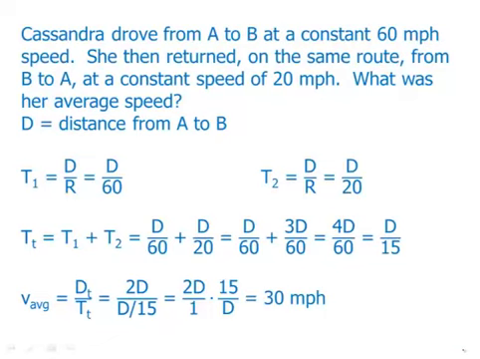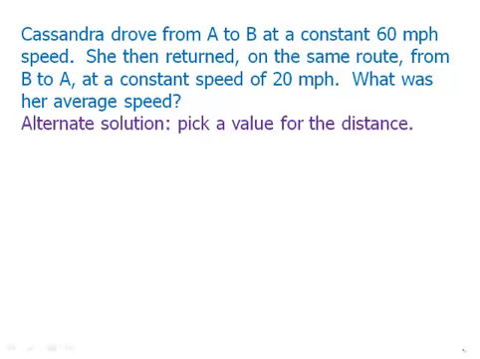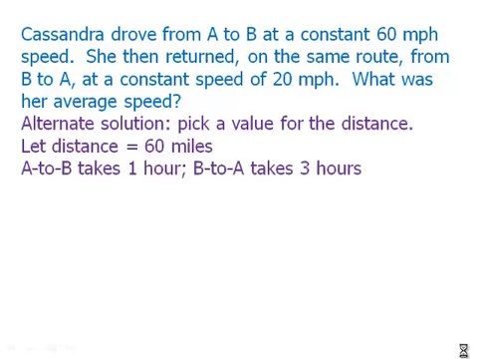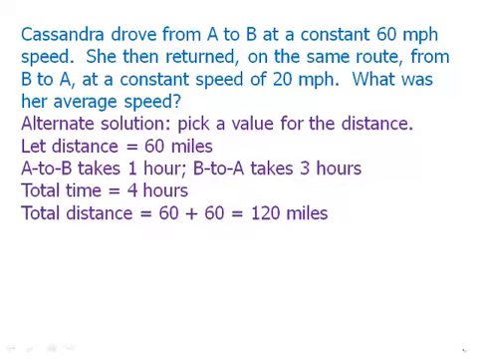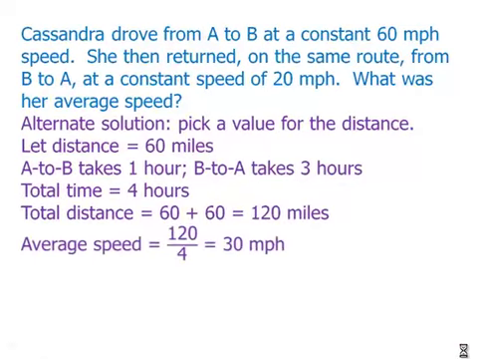Now here's another approach, another perfectly valid approach. We could just pick a value for the distance. So let's say that the distance is something nice and round, like 60 miles. Well, she travels at 60 miles an hour going there, so she covers 60 miles in 1 hour. Coming back at 20 miles an hour, it will take her 3 hours to go 60 miles. Well, that means the whole trip took 4 hours, and she covered 120 miles in 4 hours. That gives us an average of 30 miles an hour.